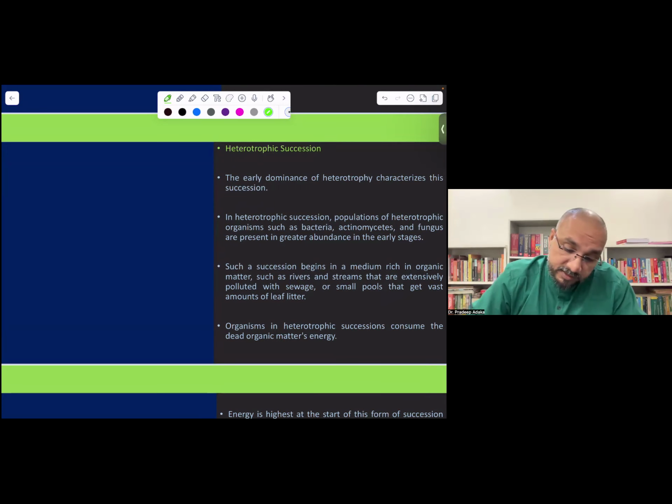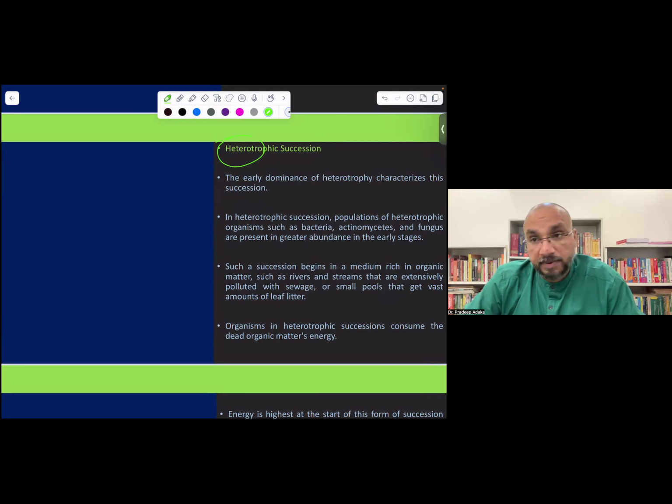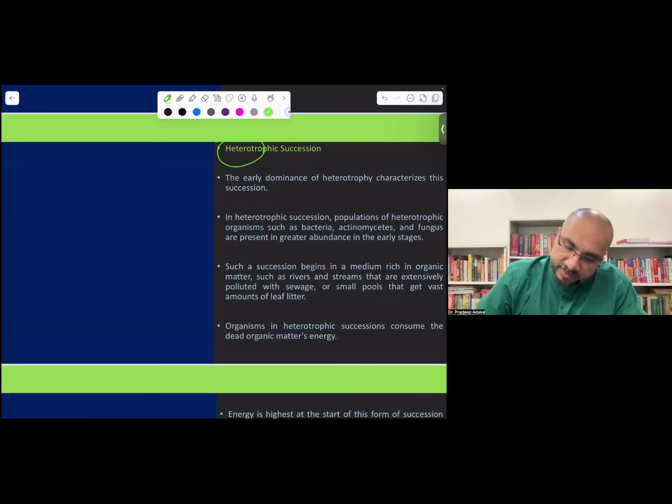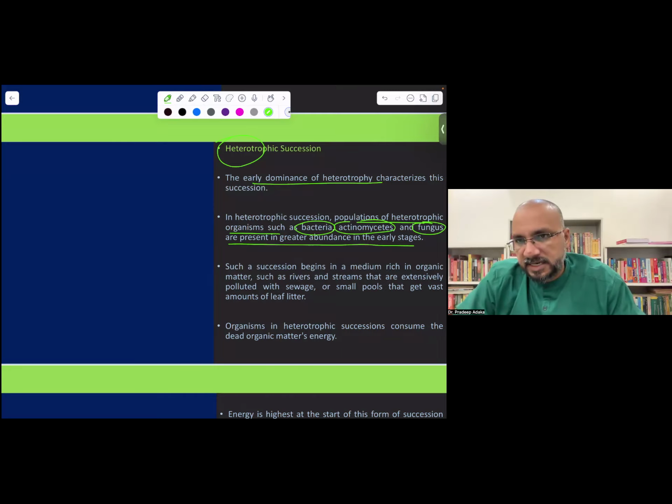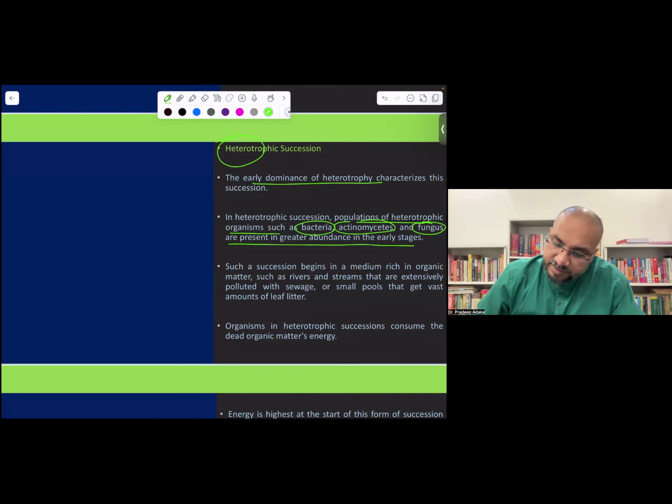Heterotrophic का मतलब क्या है? Hetero means again, plants, they are not great in number in the initial stages. Initial stages में plants का number ज्यादा नहीं है. Heterotrophic जो group है उनका number ज्यादा है. So early dominance of heterotrophy is the character of this type of succession. So in heterotrophic succession, population of heterotrophic organisms such as bacteria, actinomycetes, fungi, are present in great abundance in the early stages. Plants का number ज्यादा नहीं होता है, इनका number ज्यादा है early stages में. Such succession begins in a medium rich in organic matter.